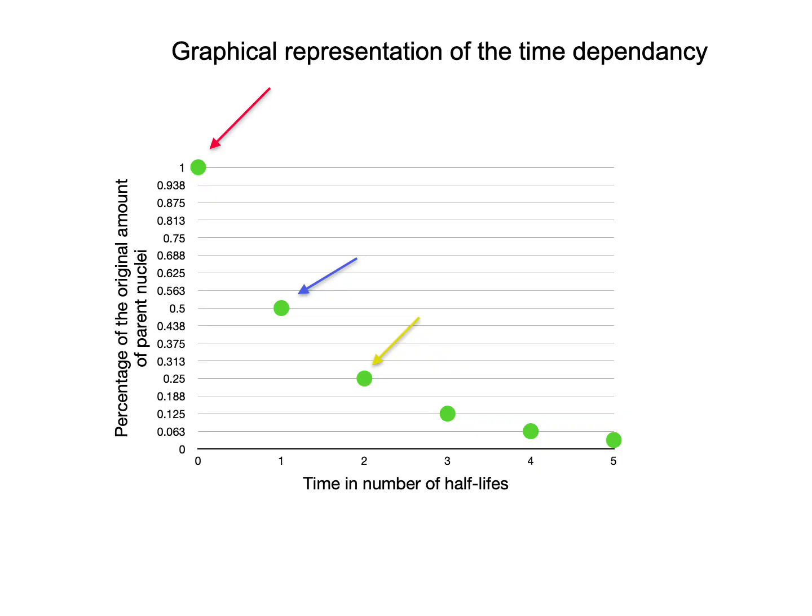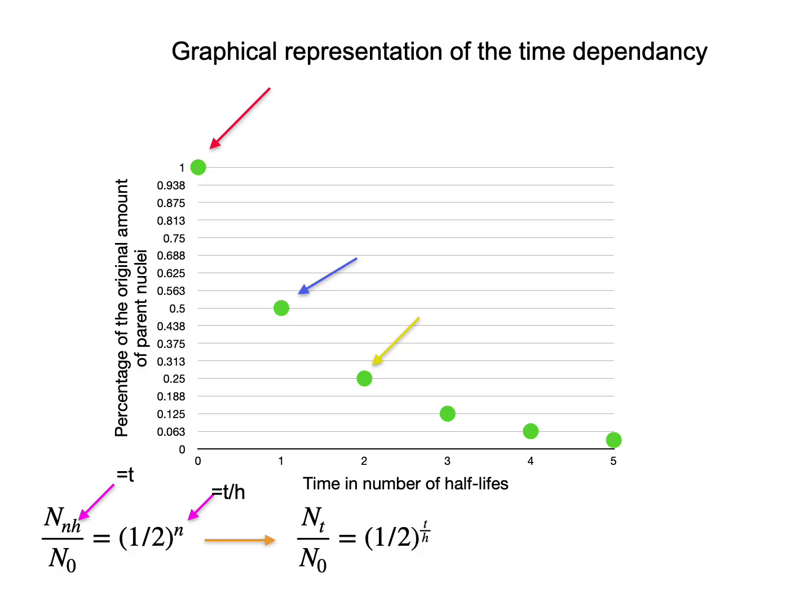But what if we want to know the amount after a year? And a year is not a multiple of the half-life. Let us look again at the equation for the percentage of the amount of nuclei left compared to the original amount. The product of nh is the time, so t equals nh. And from that, we can write that n equals t over h. Making that change leads to this.